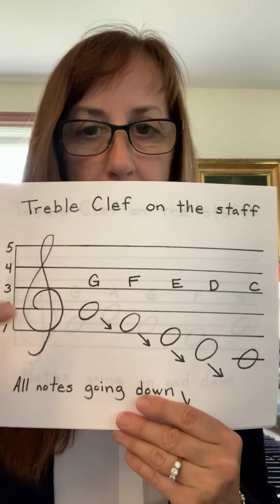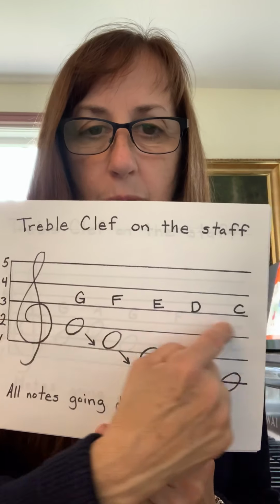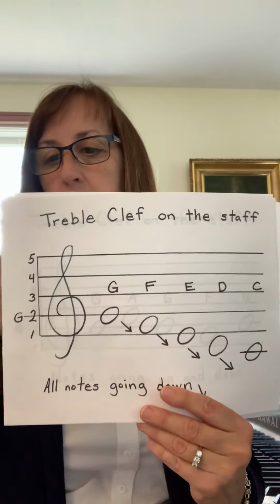Here are the treble clef notes. G, F, E, D, C. See why it's so important to know the alphabet going backwards?